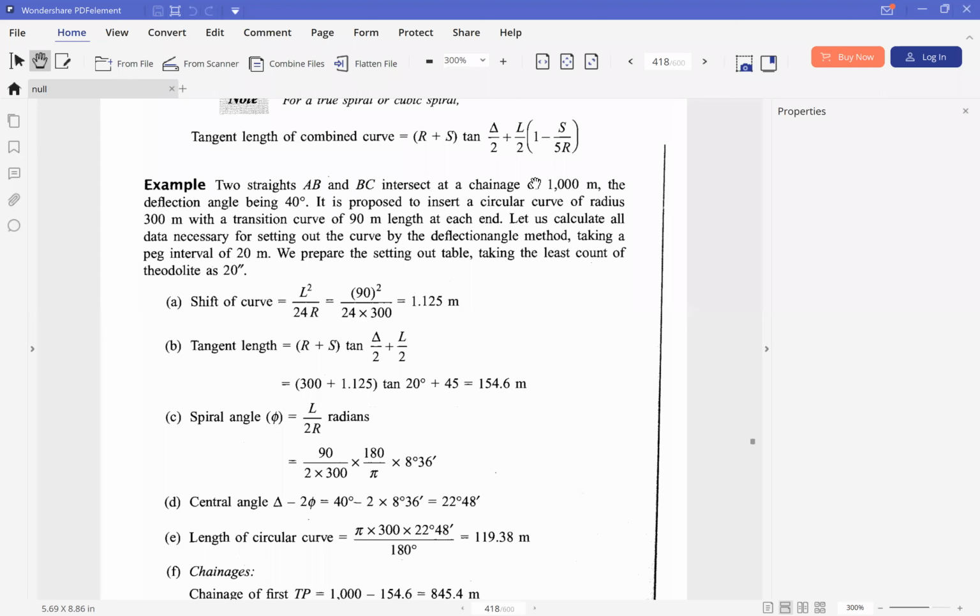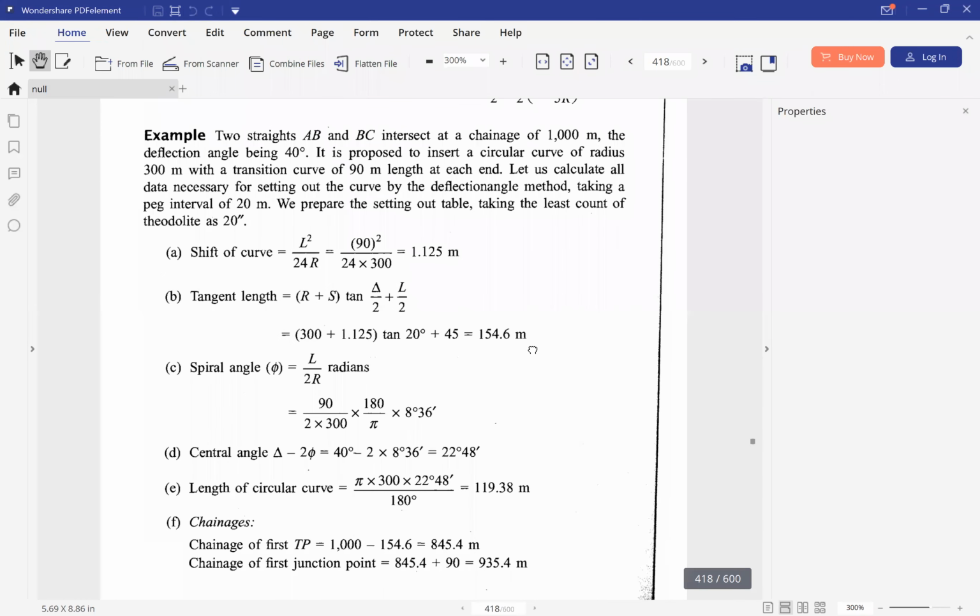The central angle is equal to delta minus 2 phi. Just putting the values, delta is 40, and the spiral angle is 8 degrees and 36 minutes. So the value comes out to be 22 degrees and 48 minutes. Then we have the length of the circular curve. So using pi R (delta minus 2 phi) over 180, the value comes out to be 119.38 meters, right? So this is as far as the basic elements.